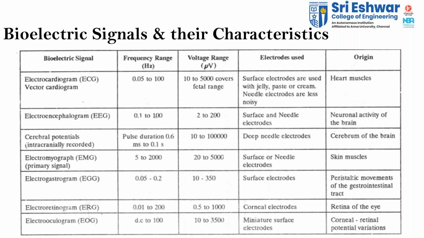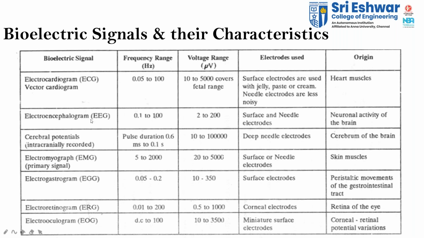As I told you earlier, there is the electrocardiogram, vectorcardiogram, electroencephalogram, cerebral potential, electromyogram, electrogastrogram, electroretinogram, and electrooculogram. Electroretinogram and electrooculogram are used to check the eye activity, for vision activities, right? Electrogastrogram is digestive system measurement, testing of the digestive system.